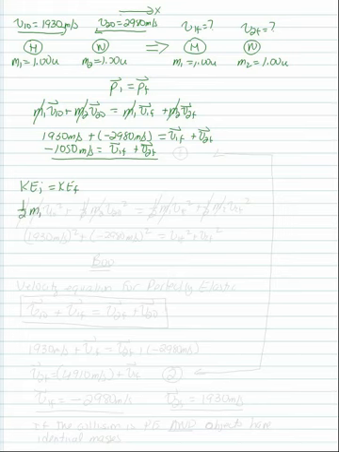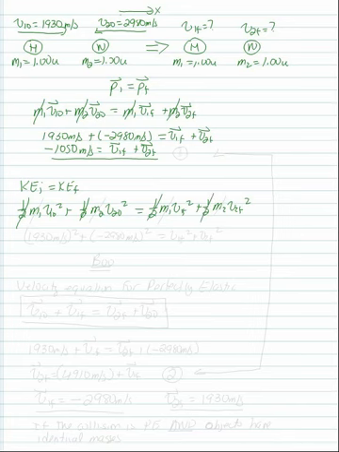1/2 M1 V1 initial squared plus 1/2 M2 V2 initial squared. That's the initial kinetic energy. 1/2 M1 V1 final squared plus 1/2 M2 V2 final squared. Now, no matter what, the 1/2s would cancel.